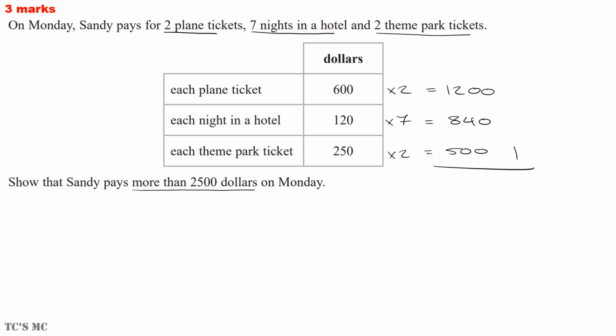Next, we need to add all of this up. We get 2,540. That is our second mark. Finally, we need to say 2,540 is more than 2,500, and that is our final mark.